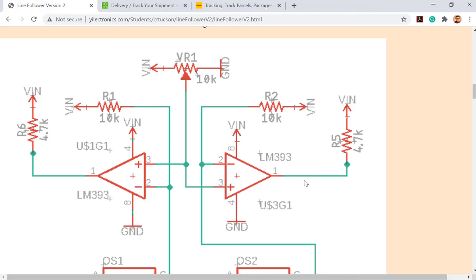Okay, that's it. So you can use the output to turn on and turn off the motor. Voltage high will turn it on, voltage low will turn it off.